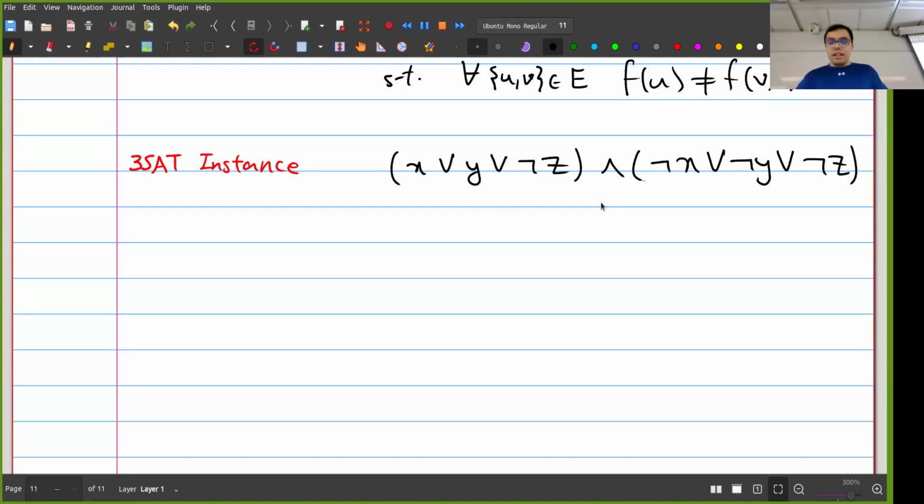Now, the idea is that we're going to introduce a gadget, and this is the gadget I'm going to introduce. It's a triangle.